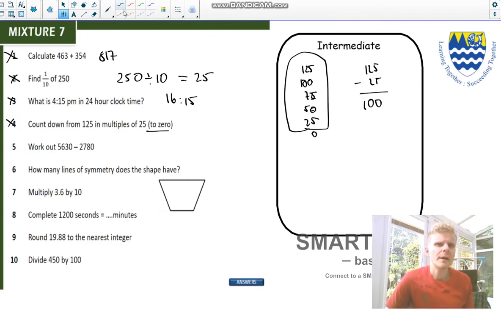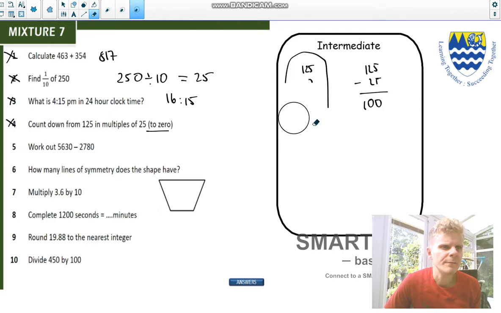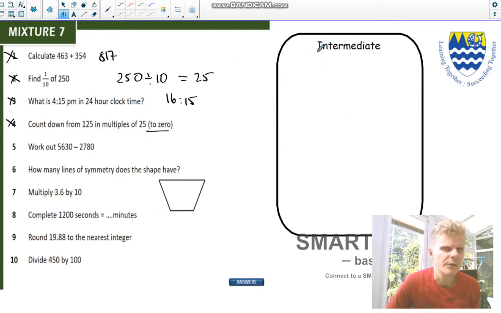Okay, question 5. So again, the only thing we need to really be looking for in these subtractions is just lining up our thousands, hundreds, tens, and units correctly. So we've got 5,630. And then we'd like to take away 2,780. There we go. Okay, so no units to take away from one another.